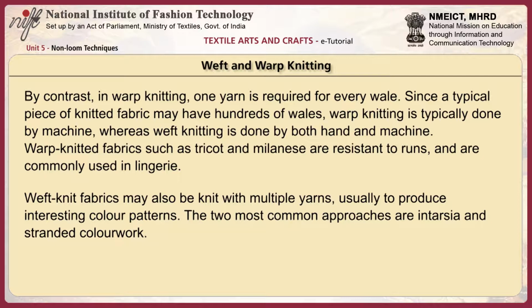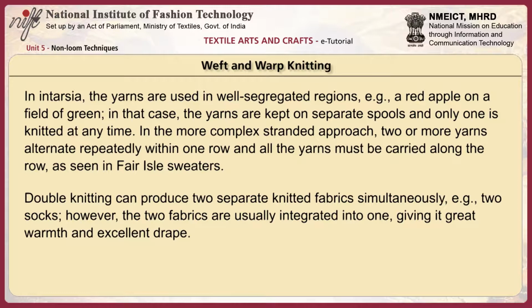Weft knit fabrics may also be knit with multiple yarns, usually to produce interesting color patterns. The two most common approaches are intarsia and stranded color work. In intarsia, the yarns are used in well-segregated regions, for example, a red apple on a field of green. In that case, the yarns are kept on separate spools and only one is knitted at any time. In the more complex stranded approach, two or more yarns alternate repeatedly within one row and all the yarns must be carried along the row, as seen in Fair Isle sweaters.